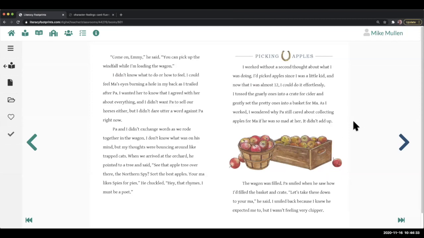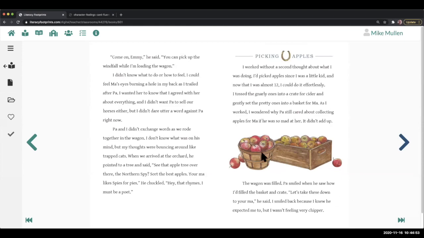Okay, good job. Let's go on. As I worked, I wondered why Paul still cared about collecting apples for Ma if he was so mad at her. It didn't add up. The wagon was filled. Paul smiled when he saw how I'd filled the basket and crate.